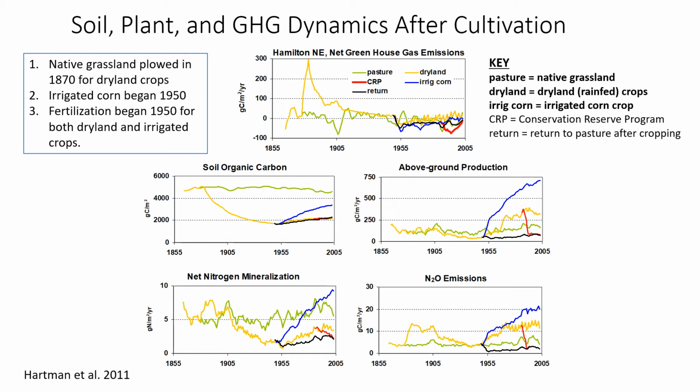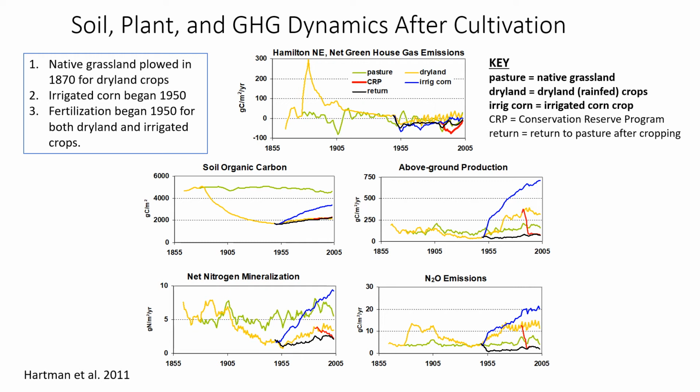Let's look at the above ground production graph now. It seems to start off that the above ground production of the dryland crop is very similar to the above ground production of the native grassland, although the dryland crop does tend to drop a little bit below the productivity of the native grassland, until fertilizer begins in about 1950. Then the dryland crop above ground production increases, and at the same time with fertilizer and irrigation, the irrigated corn production also increases.